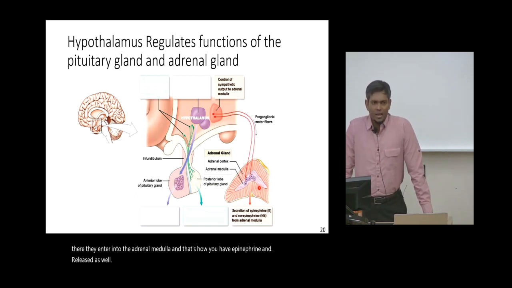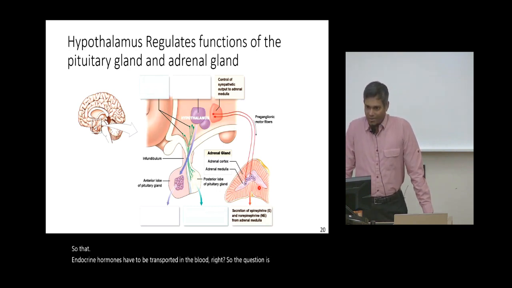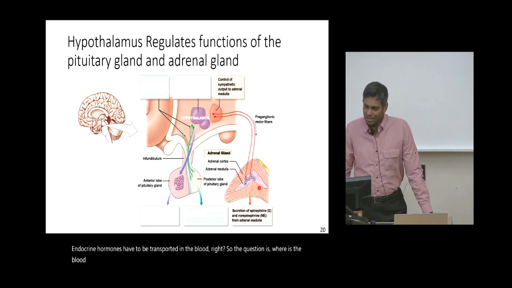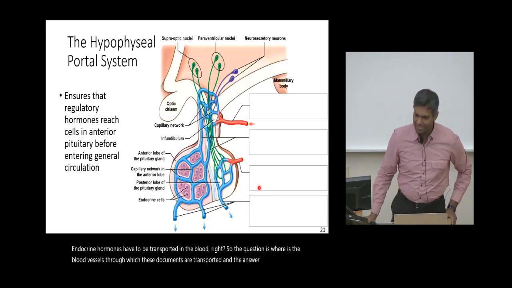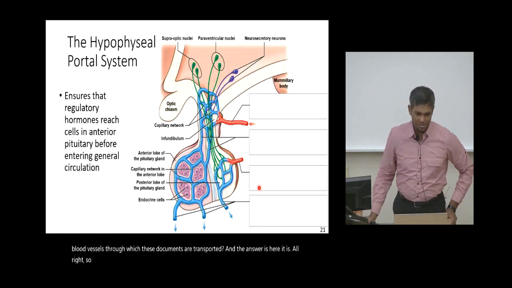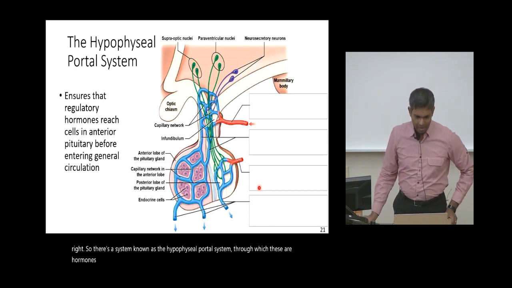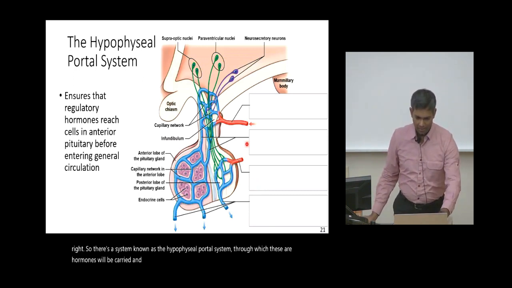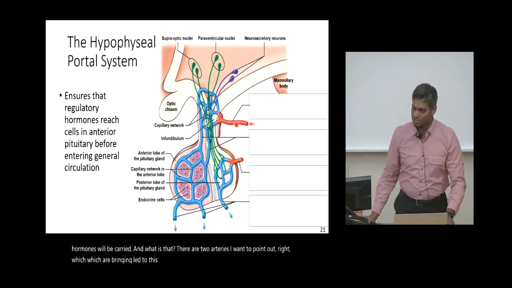So you know that endocrine hormones have to be transported in the blood, right? So the question is, where are the blood vessels through which these hormones are transported? And the answer is, here it is. There's a system known as the hypophyseal portal system, through which these hormones will be carried. And notice that there are two arteries I want to point out, which are bringing blood to this hypophyseal portal system.